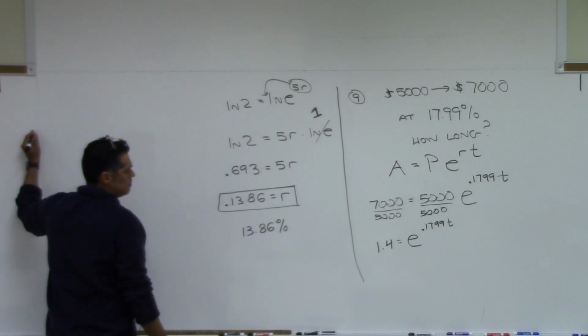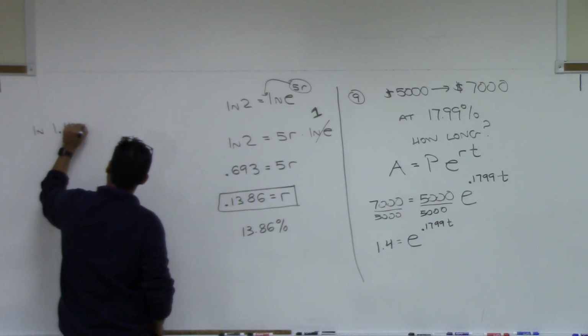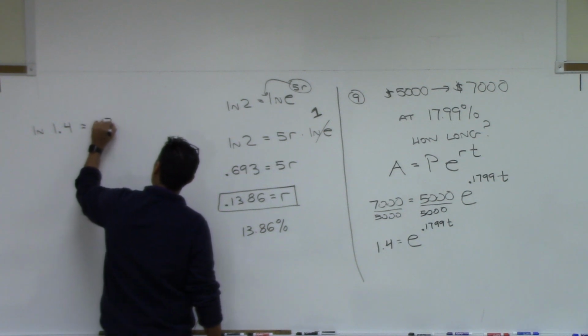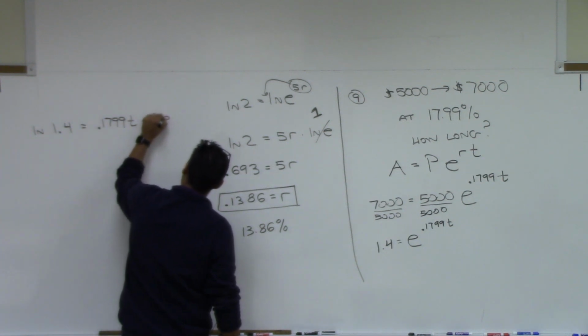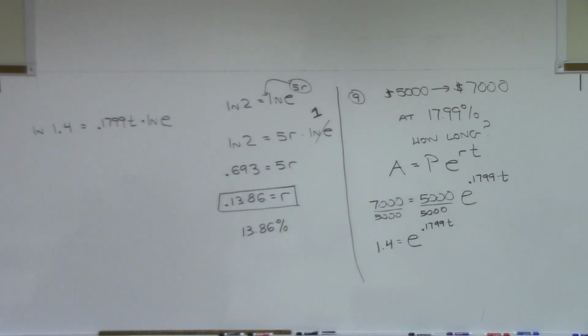What now? Natural log. So natural log of 1.4 equals, okay, on the right-hand side, the 0.1799t comes down, but then I have natural log of e next to it. And that natural log of e is going to turn into a 1, right?